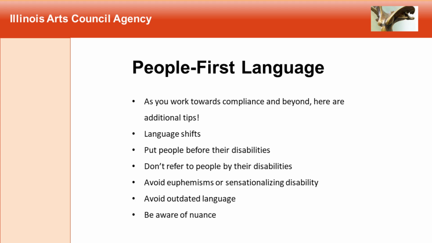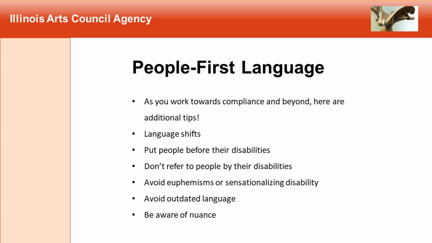Language does shift, and how people want to be referred to does change, but generally speaking, for organization-wide communications, it's still accepted and encouraged to use people-first language. Really, people-first language is all about putting people before their disabilities. We're not going to call people just their disability. For instance, we're not going to say the blind, the deaf. We're going to call them people who are blind, or a blind person, or someone who is deaf, or a deaf person.